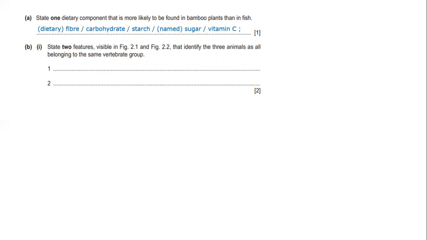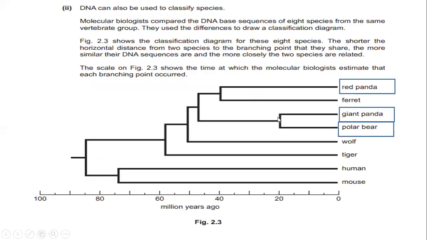And then state 2 features visible in figure 2.1 and figure 2.2 that identify the 3 animals as all belonging to the same vertebrate group. Basically, they have fur and similar external ears. As long as you are within this answer, you might get 2 marks.